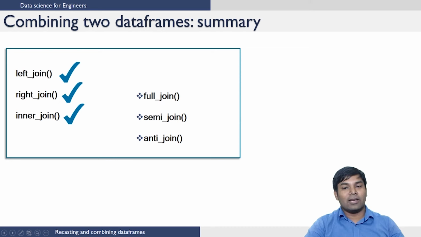We leave it as an exercise for the viewer to understand how full join, semi join and anti join work. To summarize, in this lecture, we have seen how to recast the data frames and how to combine two data frames using the dplyr package. In the next lecture, we are going to see how to do arithmetic, logical and matrix operations in R.